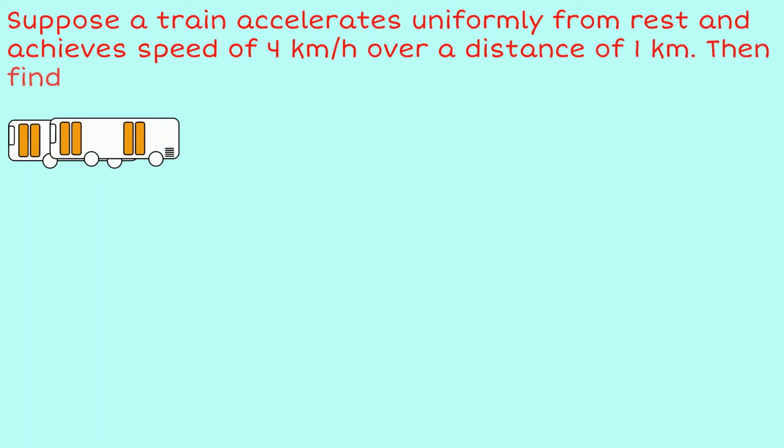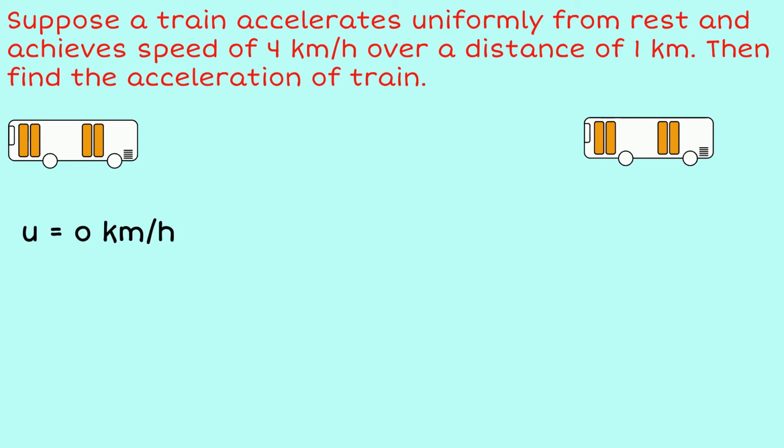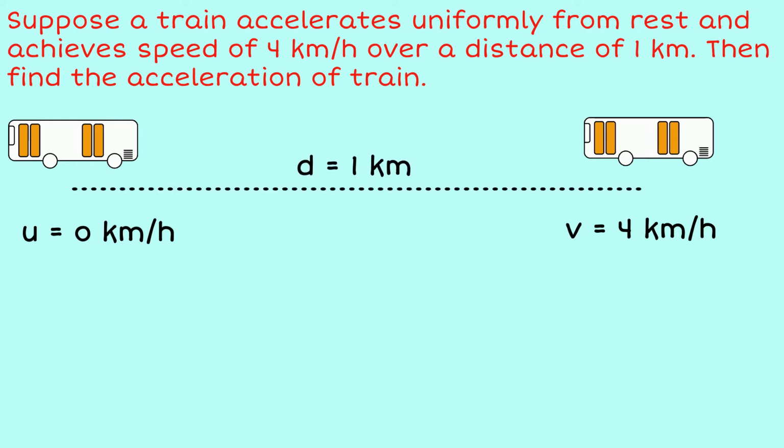Now let's consider an example. Suppose a train accelerates uniformly from rest and achieves a speed of 4 km per hour over a distance of 1 km. Then find the acceleration of train. Here the initial velocity of train is 0 km per hour as it is at rest. Then train achieves a speed of 4 km per hour. Thus its final velocity v is equal to 4 km per hour. To achieve this velocity from rest, it has covered distance of 1 km. Thus distance d is equal to 1 km.